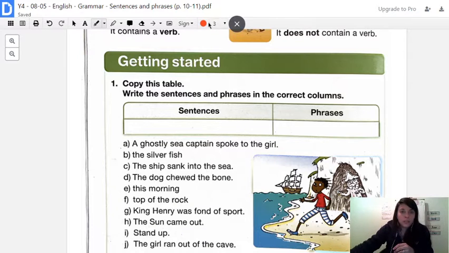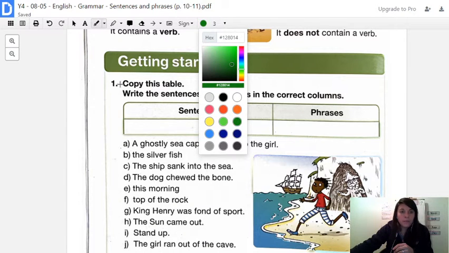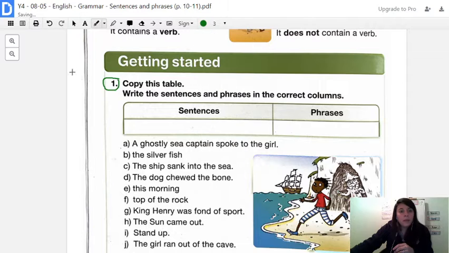First exercise says, copy this table. Write the sentences and phrases in the correct column. So you're going to make a column like this on a separate sheet of paper, where on one side it's going to say sentences, and on the other side it's going to say phrases. Okay? And you have all of these to choose from. Okay?